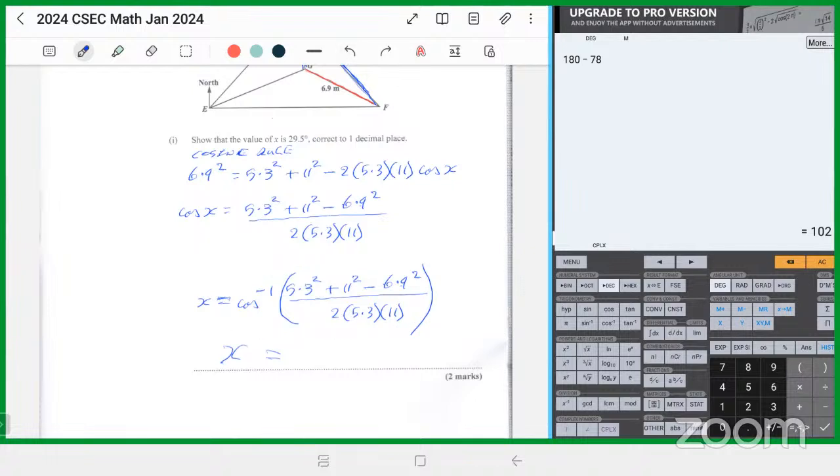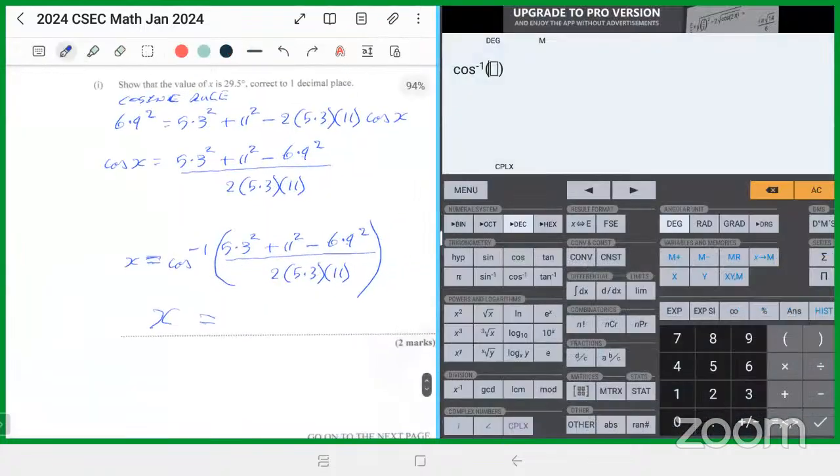So let's put this now in the calculator. All right, and that's the efficient way to do this: transpose all the terms, all the values, and do one calculation. So it's cos to the minus 1. Let's zoom it up a bit. So it's cos to the minus 1 of this whole expression.